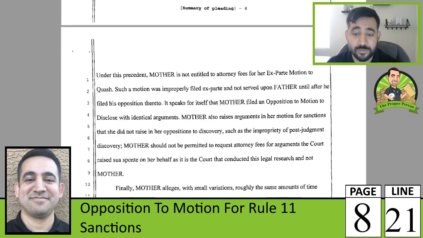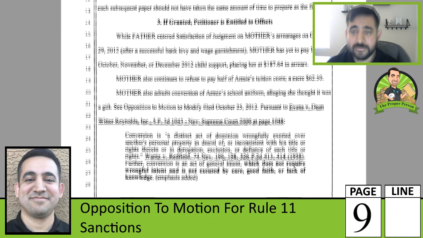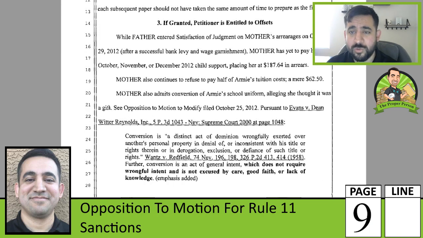I think that's a good thing to include. We got here, basically, I'm going into the fact that attorney fees, even if granted, should be offset. This is me trying to bring to the court's attention the fact that my ex owes a bunch of money in child support to me, and that even if the court thinks that I do have to pay some kind of money to my ex in attorney fees, that should be offset by the amount that she owes me in child support arrearages.